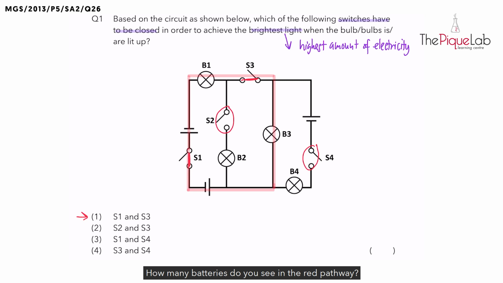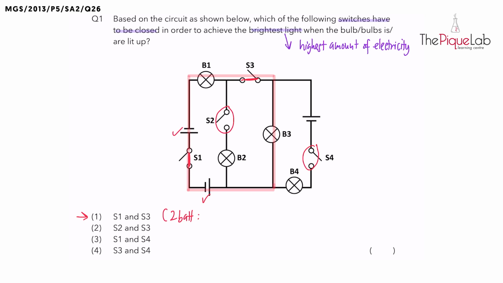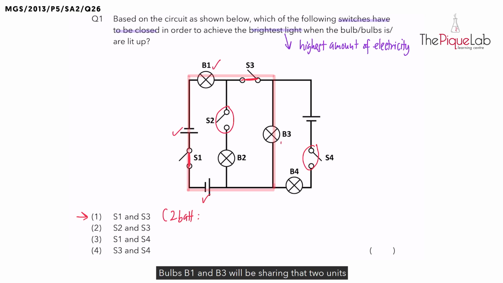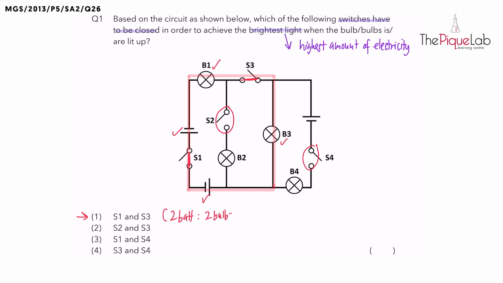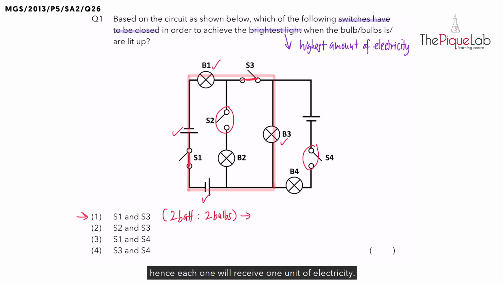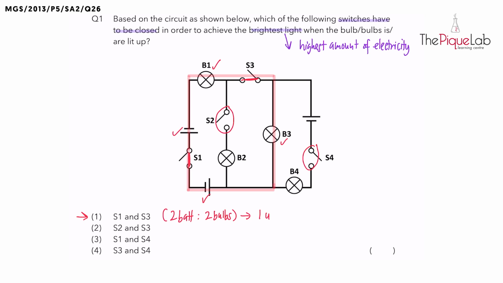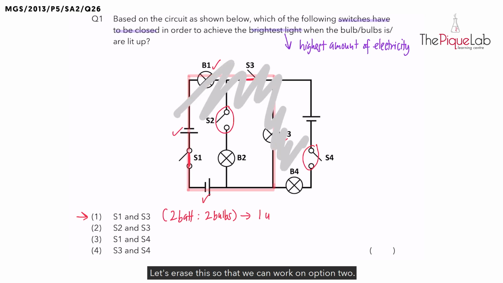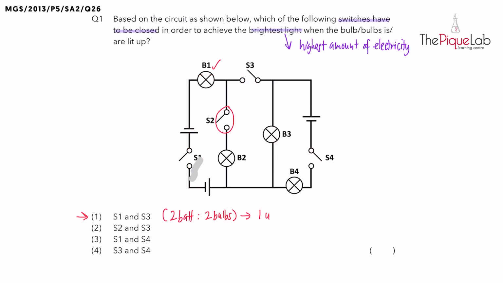How many batteries do you see in the red pathway? There are 2 batteries in the red pathway, producing 2 units of electricity for the red pathway. How many bulbs do you see in the same pathway? Bulbs B1 and B3 will be sharing that 2 units of electricity. Hence, each one will receive 1 unit of electricity. Let's erase this so that we can work on option 2.